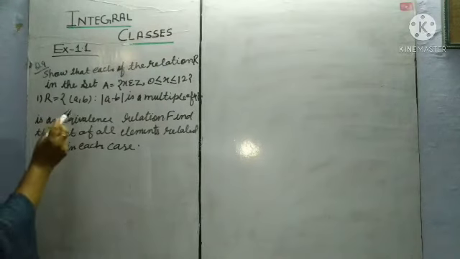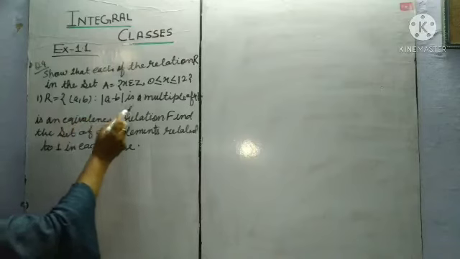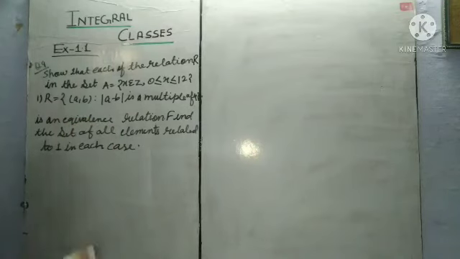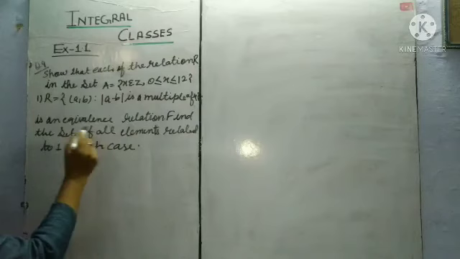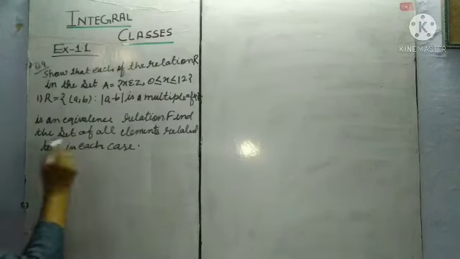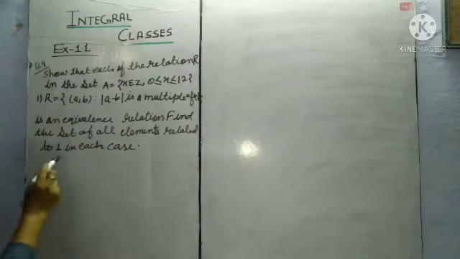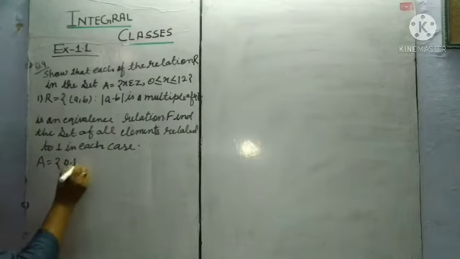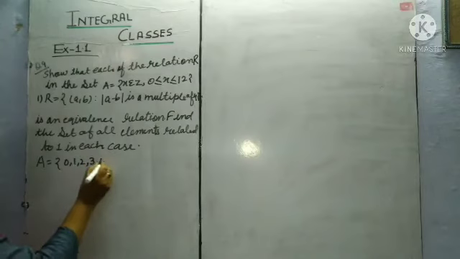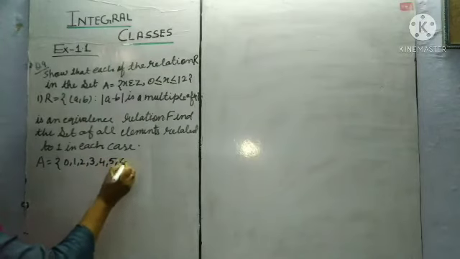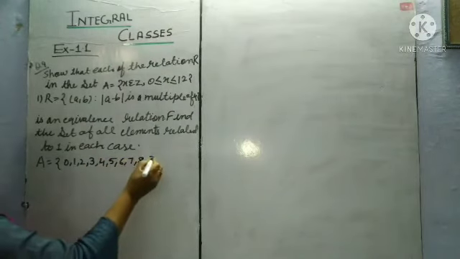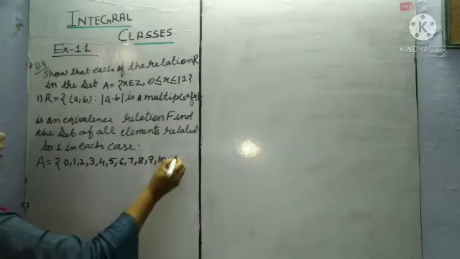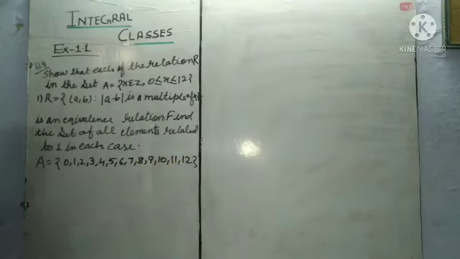R is the relation given by (a, b) where a minus b is a multiple of 4. Now we will prove that this relation is an equivalence. Then after proving the equivalence, find the set of all elements related to 1 in each case. So now first we will write the set A = {0, 1, 2, 3, 4, 5, 6, 7, 8, 9, 10, 11 and 12}.